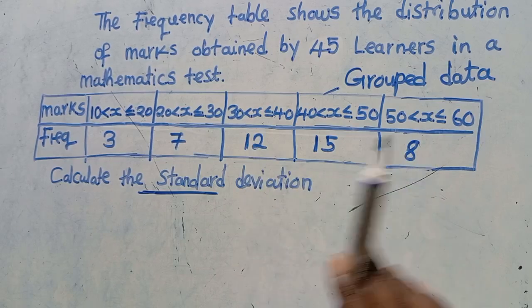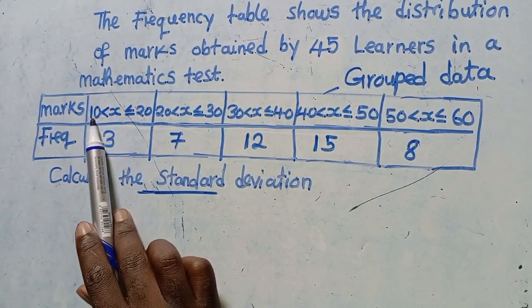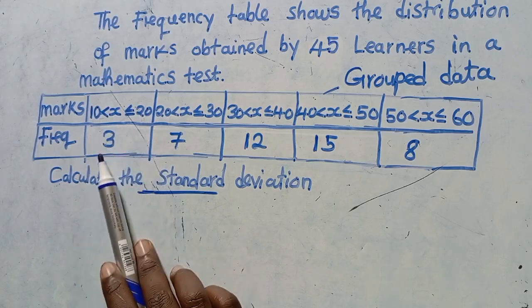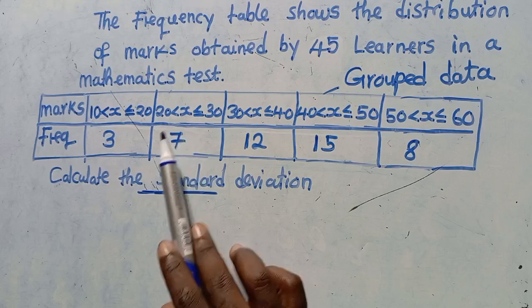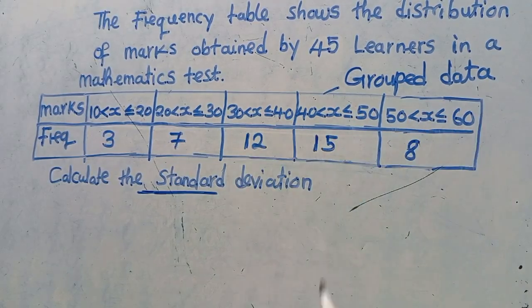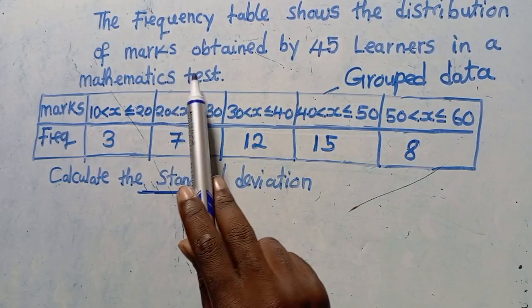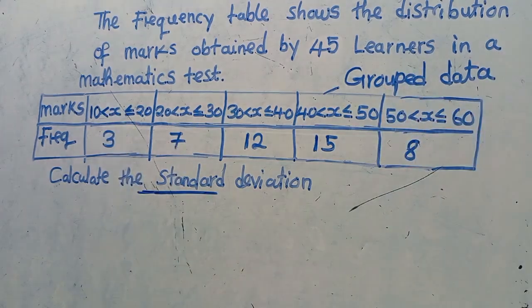Why is it grouped data? Because there is a specific range that is given: between 10 and 20, we've got a frequency of 3; 20 and 30, we've got a frequency of 7. So the data is grouped. This is what we mean when we say grouped data. The question says the frequency table shows the distribution of marks obtained by 45 learners in a mathematics test. How can we answer this question?